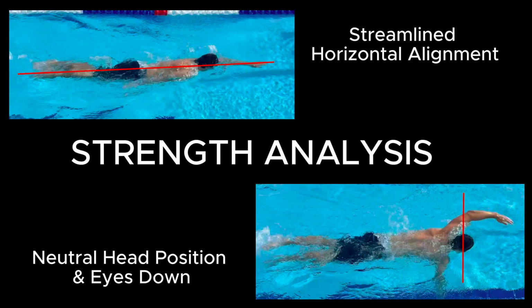Upon analysis, I have identified two key strengths in my body position. I maintain a streamlined horizontal alignment with my body straight from head to feet, which helps reduce drag and allows me to move more efficiently through the water. I also keep a neutral head position during non-breaststrokes by looking down and focusing on the bottom of the pool. This keeps my head in line with my spine and supports overall balance.